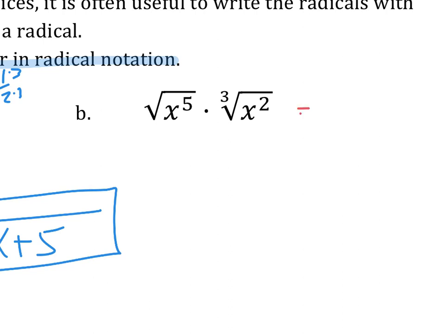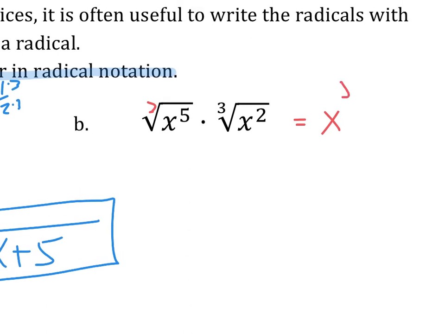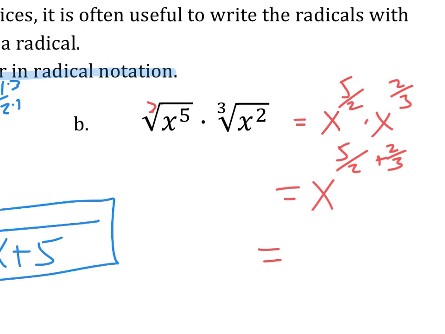So here we got some rational exponents. We got x to the 5/2. Remember, the index is 2 there. So we got 5/2 times x to the 2/3. Well, we're multiplying, so we're going to add those exponents. So all we got to do is add the fractions, but we need a common denominator. Common denominator for 2 and 3 is 6.